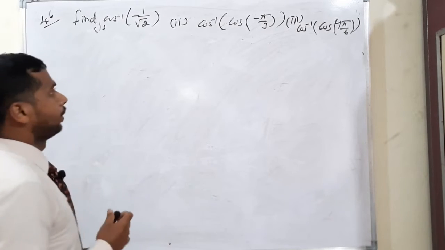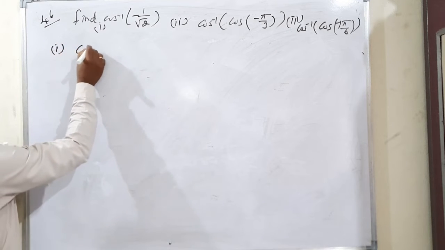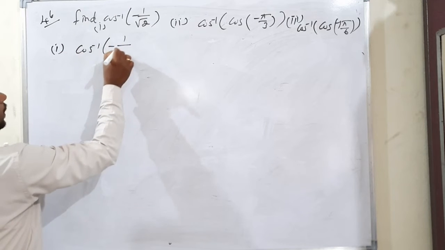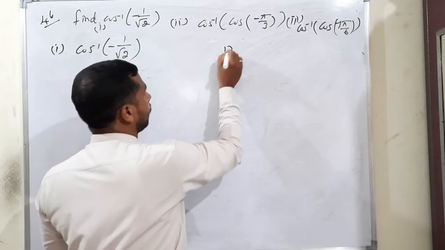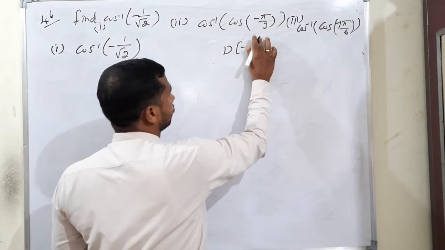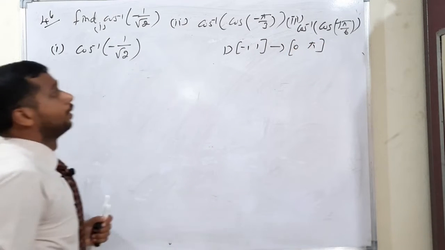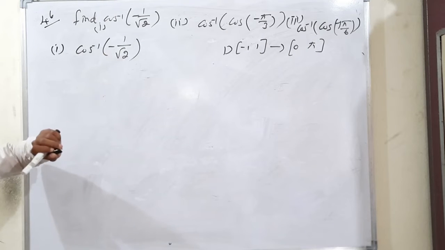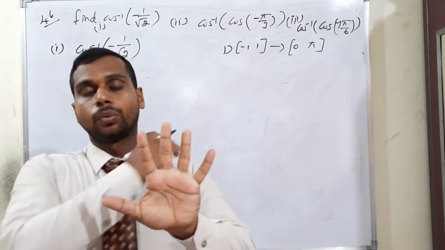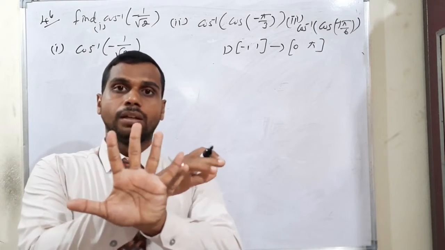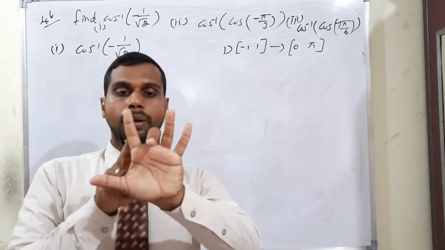Example 4.6, given 3 subdivisions. Okay, we can discuss one by one. Subdivision 1, cos inverse of minus 1 by root 2. For cos inverse, we know the domain is minus 1 to positive 1 and the range is 0 to pi, isn't it? The given value is minus 1 by root 2. Minus 1 by root 2, according to the finger truth table, 1 by root 2 for cos we have to check on the little side. On the little side, we can say it lies on the middle finger. So, 0, pi by 6, pi by 4.